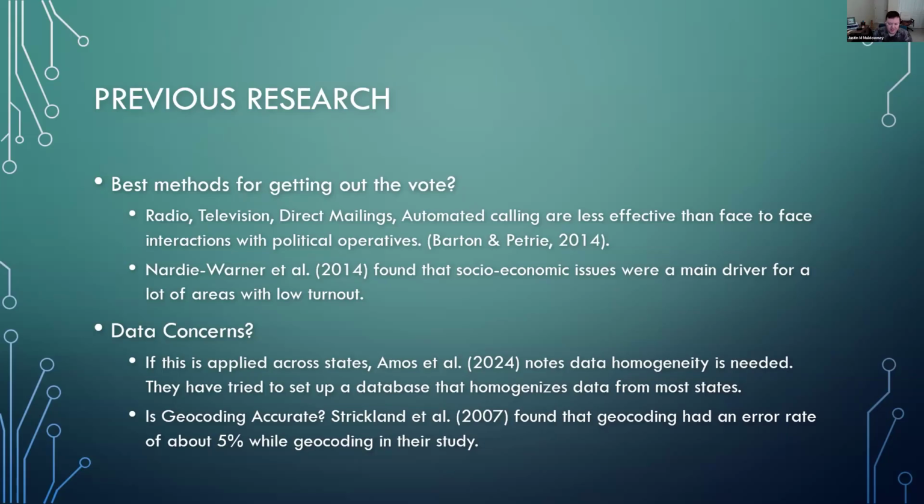My main issue was data concerns. If I was to apply this model across all states, there would need to be some sort of data homogeneity. Amos et al. tried to set up a database that homogenizes this data. It has data for 2022, but not 2024, so it wasn't very useful for my specific goal. And then I'm geocoding, so I wanted to see how accurate geocoding can be. Strickland et al. found that there's a 5% error rate with their geocoding.